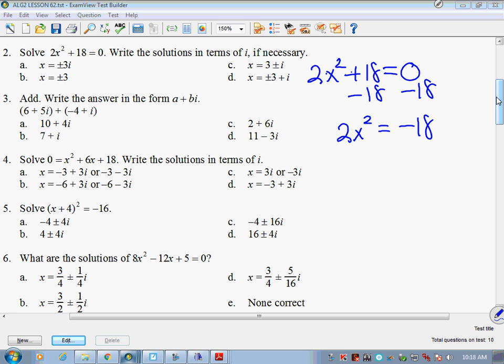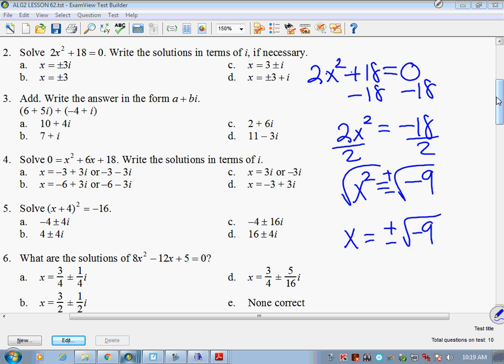Now what can move over to the other side? The 2, by dividing by 2. All right, so I get x squared equals negative 9, right? Now what do I want to do to just solve for x? Square root it. But what you want to remember is that that can be either plus or minus the square root of negative 9, right? So x equals plus or minus square root of negative 9.